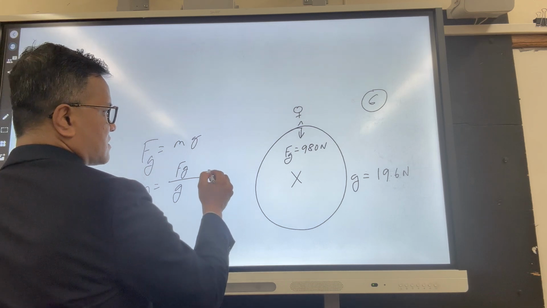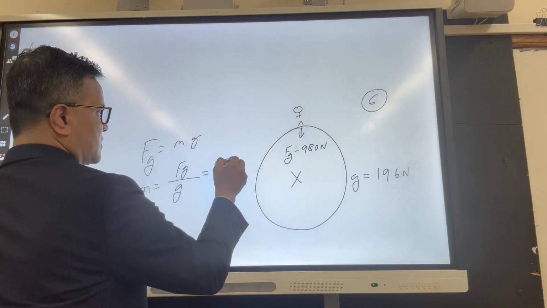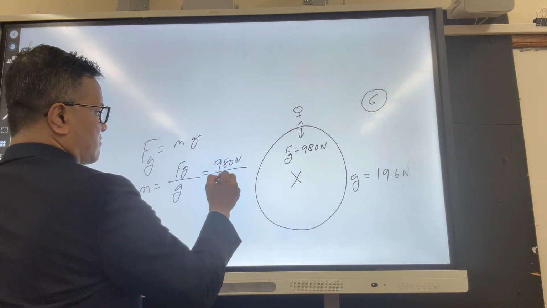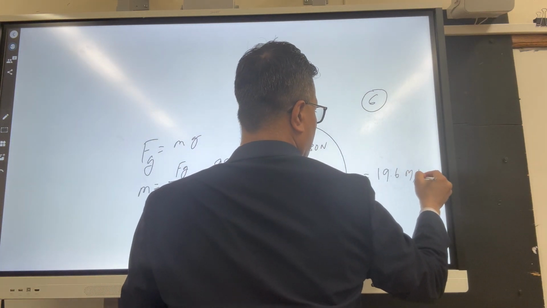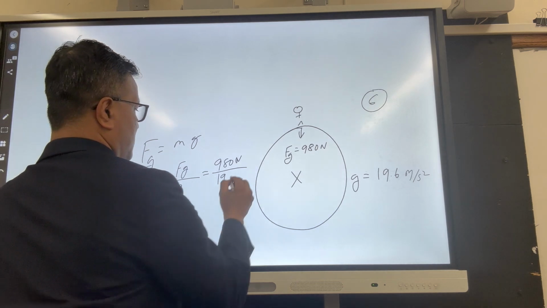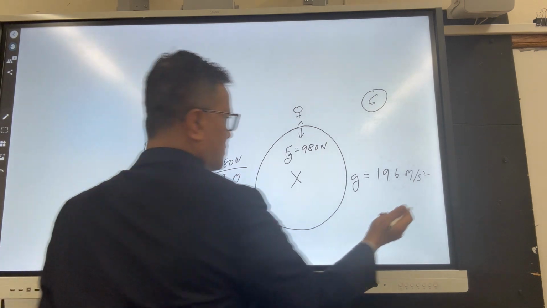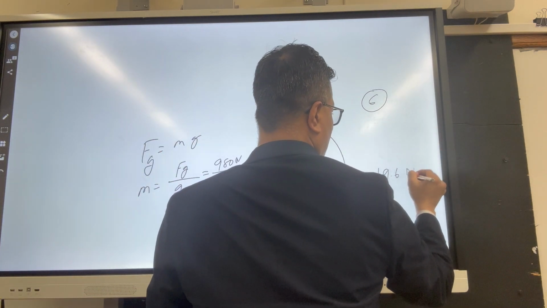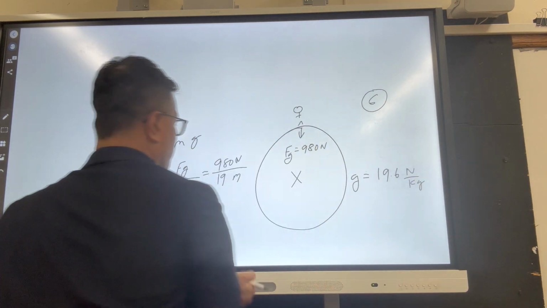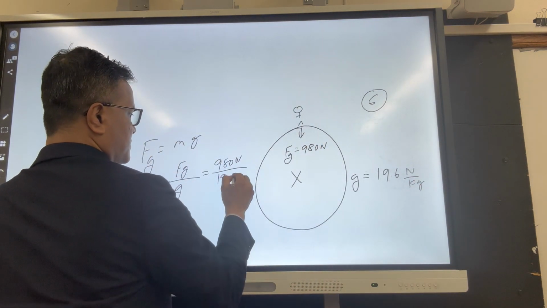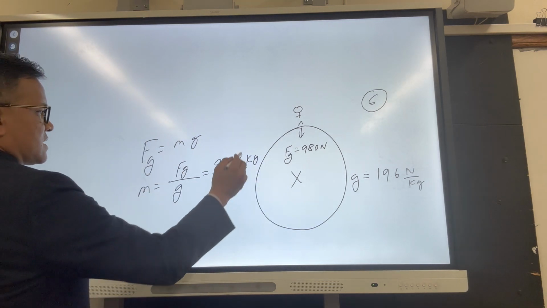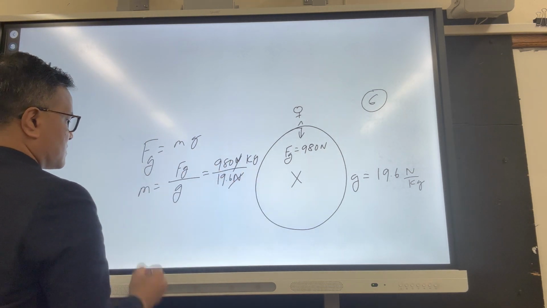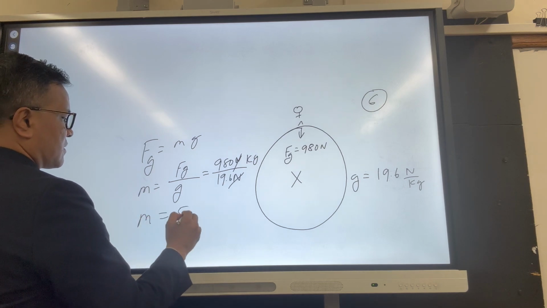The weight is 980 Newton and the acceleration is 19.6 meter per second square, or Newton over kilogram. Write it as Newton over kilogram, easy. So Newton cancels, and 980 divided by 19.6 is 50 kilogram.